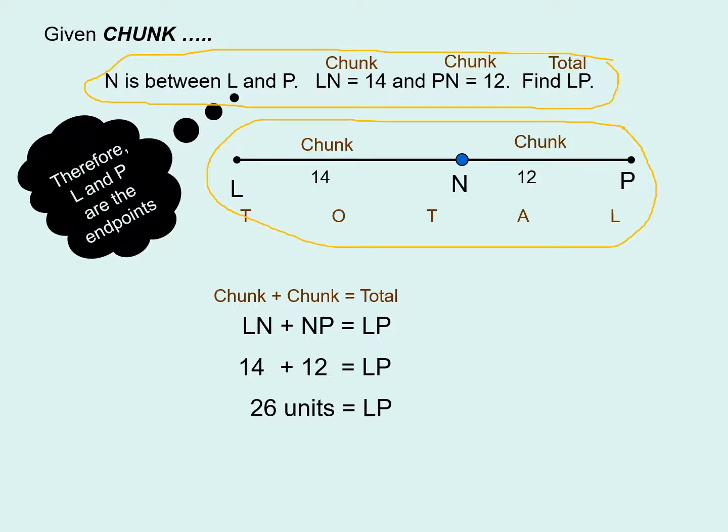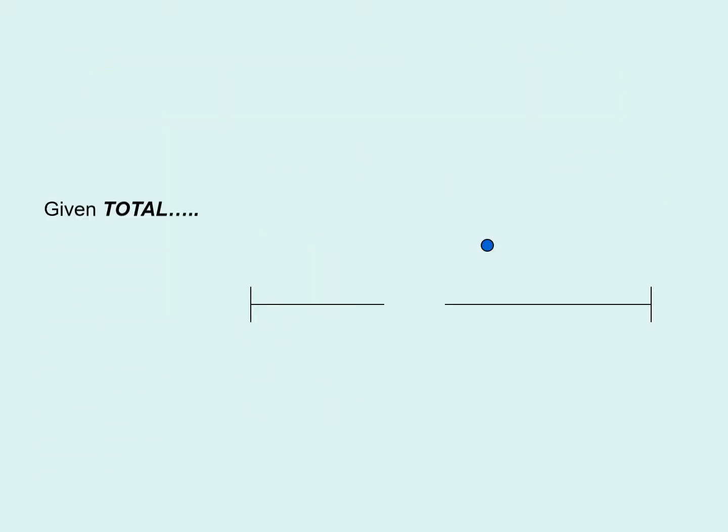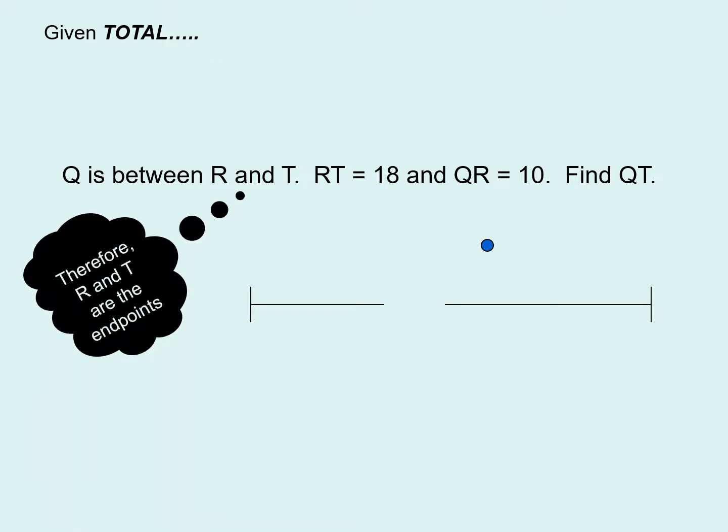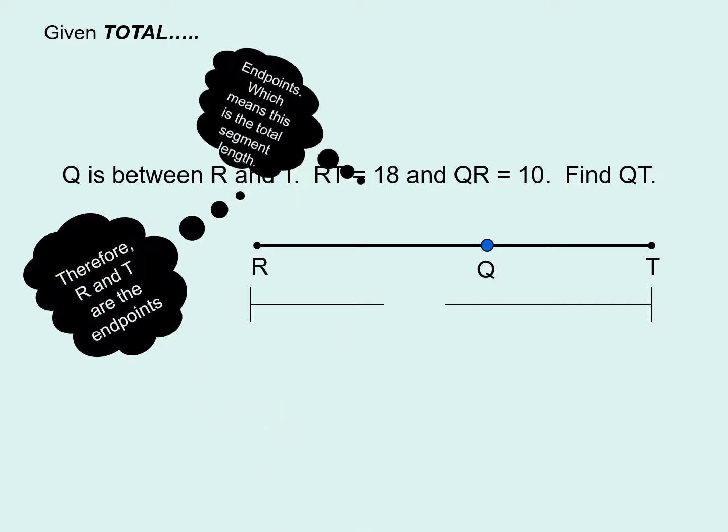But what about this situation? If you're not given two chunks, if you are given the total instead, and one chunk, let's say they give you Q is between R and T. RT is 18, QR is 10. Find QT. Find the cutie. You know that if Q is between them, then R and T are the endpoints. So you've got a line segment, with R and T as the endpoints, and you know that Q is between them.